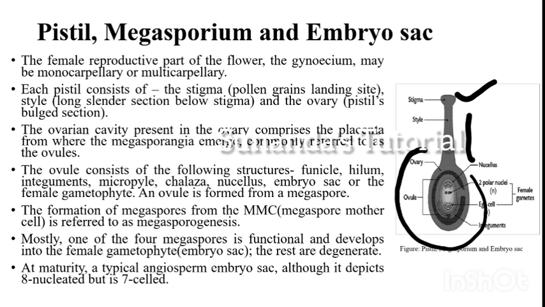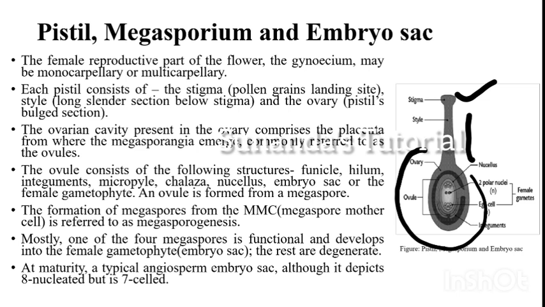It consists of funicle, hilum, integument, micropyle, chalaza. So ovule consists of two poles. One pole is called the micropylar end, one pole is called the chalaza end. Funicle, then hilum, integuments are the protective covering of the ovule. Then nucellus also, which is present inside the integument, then embryo sac, then female gametophyte. Embryo sac is called the female gametophyte.